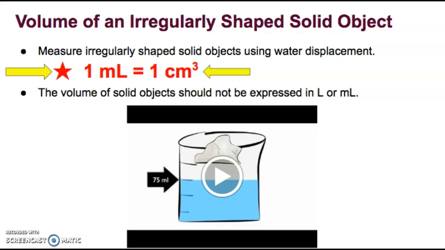Now, because we're dealing with a solid, we want to continue to use that solid volume label, which was cubic centimeters. It's really pretty easy to transfer a label for a volume of a liquid to a label for a volume of a solid, because 1 milliliter, for thinking volume of a liquid, is equal to 1 cubic centimeter, which is a volume label for a solid.